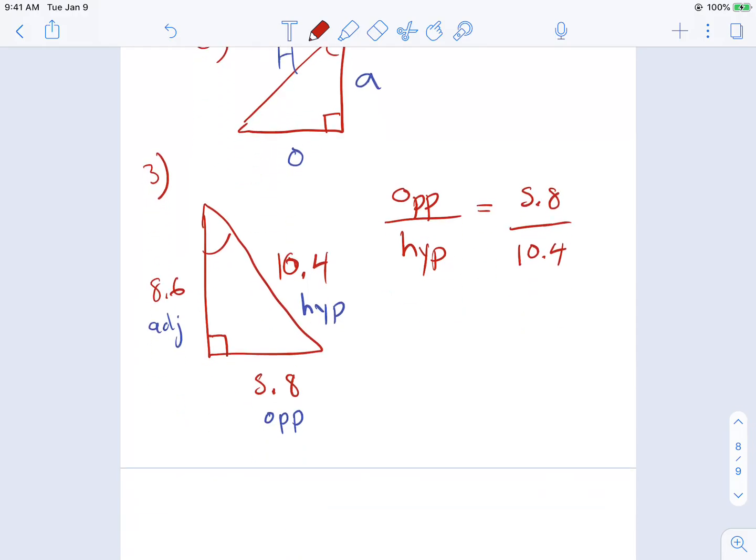Next thing we want to do is reduce that. We'll take our 5.8, divide it by 10.4, and then we want to express it to 3 decimal places. So our final answer here for the last question will be 0.558. And that is your homework completed.